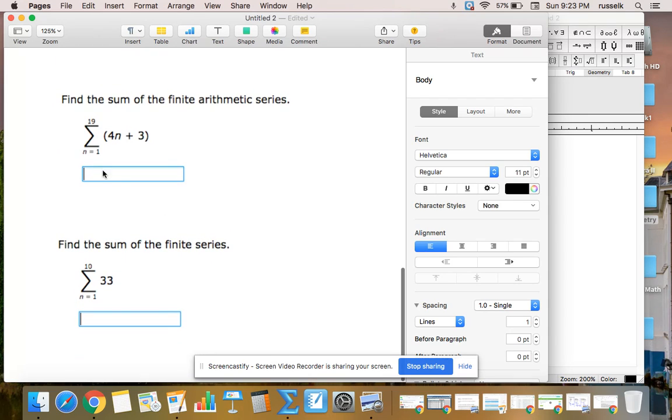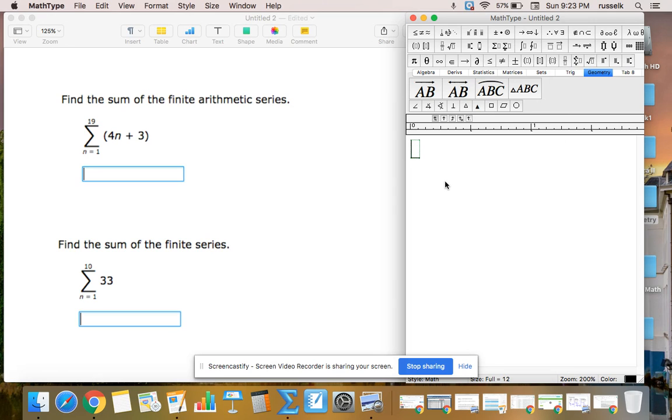And then, like I said, finding the actual sum, you want to start with 1, plug it in. In this case, I would get 4 plus 3, which is 7. And you would want to keep track of that, and then just add the next term that you get. When I plug in 2, I get 8 plus 3, which is 11. And then keep going all the way until you get to 19. When I plug in 19, I get 4 times 19, which is 76, plus 3, which is 79. And then you would actually want to add all of those together and get your answer.